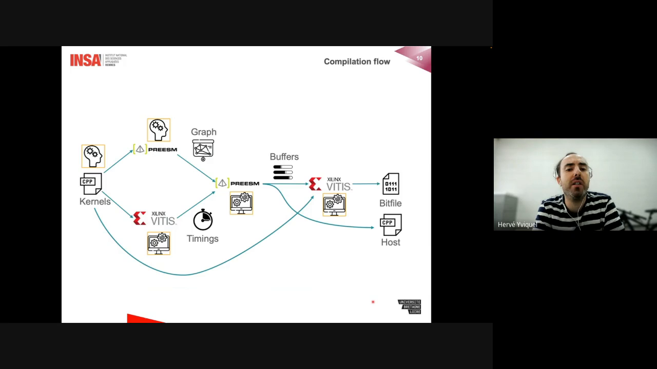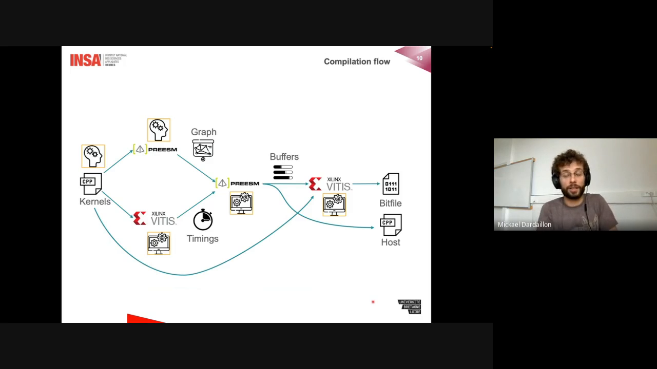And are you adding some directives by hand in the kernel code? Oh, the kernel code is 50% pragmas. The kernels are implemented by themselves, but I have no knowledge of the global applications that I want to write. Then I'm adding all the pragmas to connect things together with the tool, with Prism.